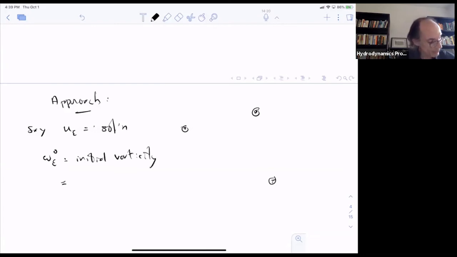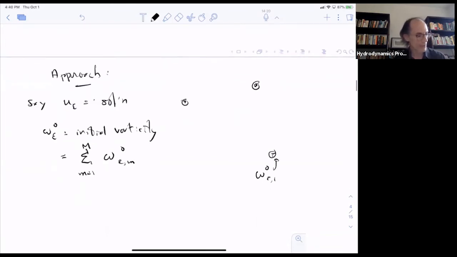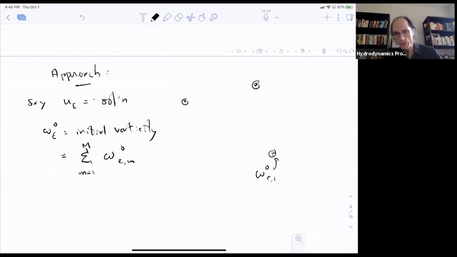And let's write this as the sum of omega epsilon m0, where little m goes from 1 up to capital M. Those would correspond to each of these blobs. So omega epsilon 1,0 would be this one, and this would be omega epsilon 2,0, and so on. These are the initial blobs. And then we know that by definition, omega is the curl, the orthogonal gradient of u, and also we know that we can recover u from omega by the Biot-Savart law.